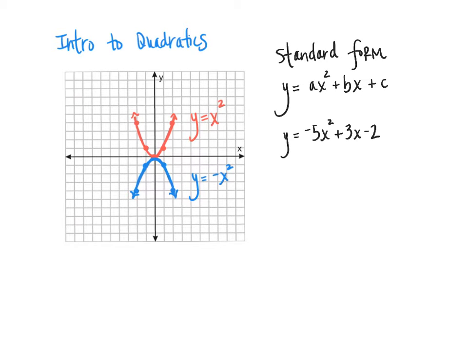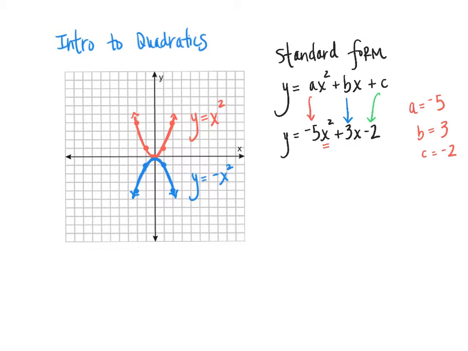The a is just the coefficient in front of the x squared. Coefficient, remember, is a fancy word for the number in front of the quadratic term. So a is just your negative 5. B in this case is positive 3. So you want to make sure you take the sign also. And then c is just your constant.